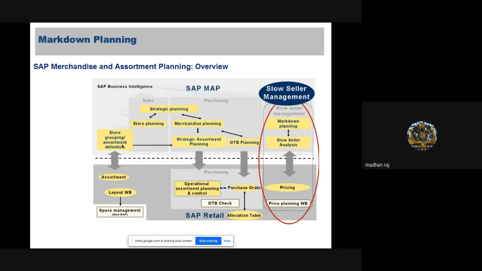Okay. It gives more flexibility. So this planning will be worked out in the slow seller management tool of BI. Basically, it compares the last sales, right? If a similar article was sold in the last season, what would be the sale? All this analysis you can do.